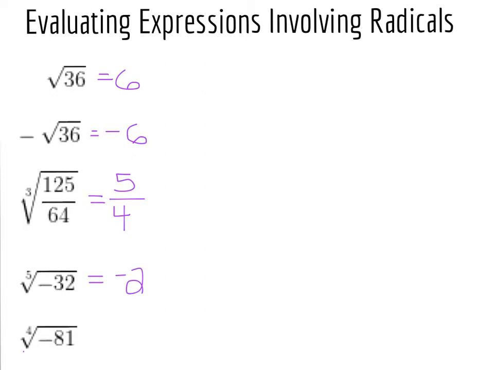Then we have the fourth root of negative 81. Note that this is not a real number. It is not a real number because it has an even root and it is negative. So there is no real number that can be raised to the fourth power and produce negative 81.